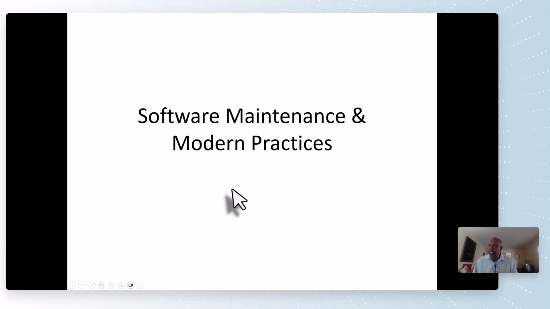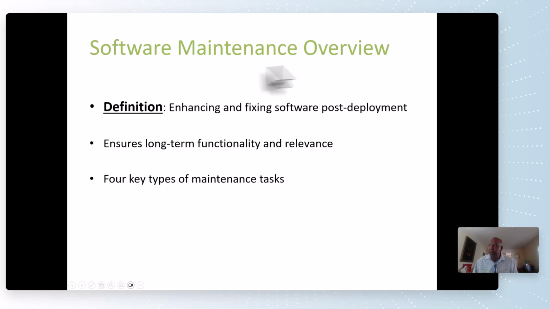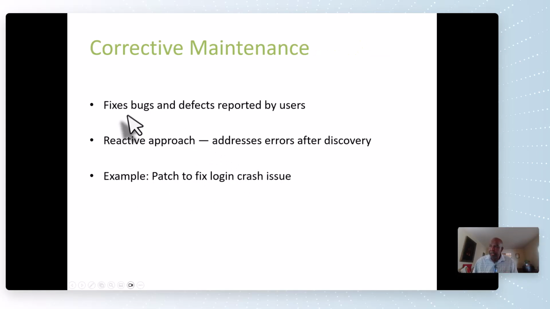Software maintenance and modern practices. Software maintenance is defined as enhancing and fixing software post-deployment, after putting it into production. It ensures long-term functionality and relevance. There are 4 types of maintenance tasks that we could possibly go through. Corrective maintenance is where we're fixing bugs. Something doesn't work right. The user says the logic isn't right, so we have to change it. So we correct it. It's a reactive approach, which means that something has to happen before we do anything. We're waiting for something bad to happen in order to fix it.